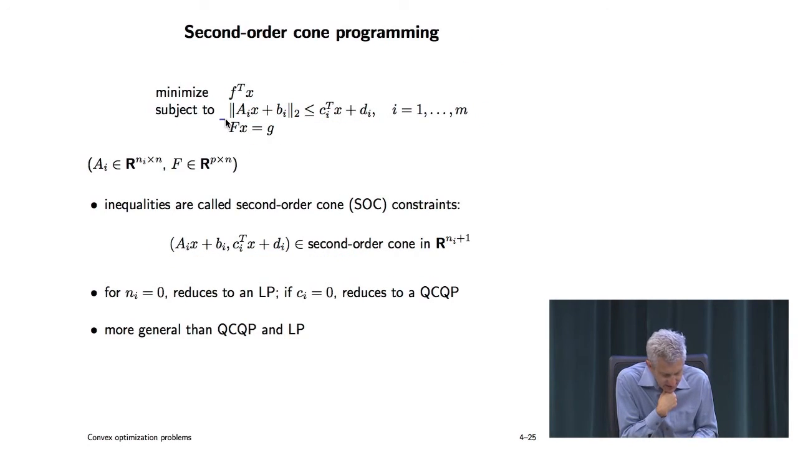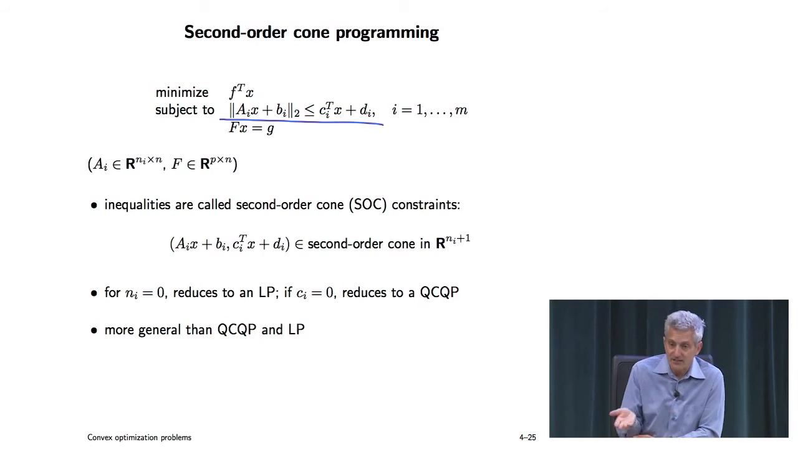And we look at the constraints here, and we say, well, this is convex, and then the right-hand side is affine. So I could just as well subtract it and say norm AIX plus BI minus CI transpose X minus DI less than or equal to 0. But that function is convex because it's a norm. Norm of affine is convex, and affine is convex. So that's convex.